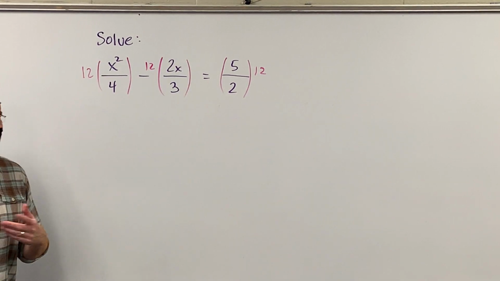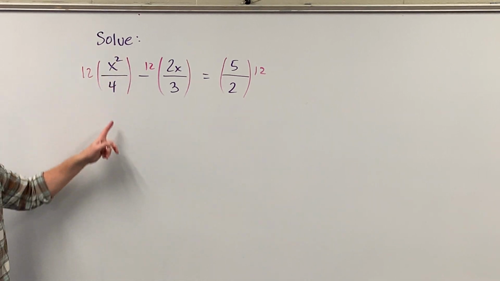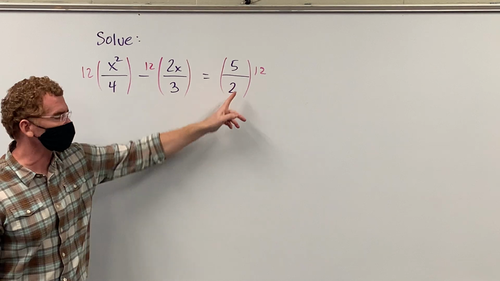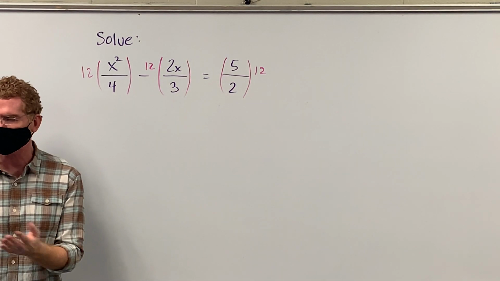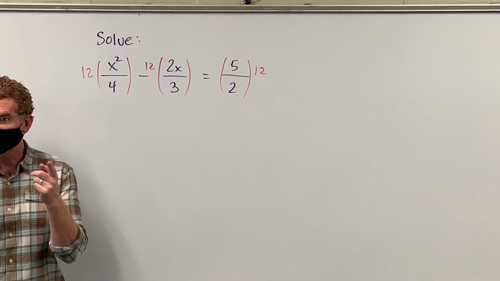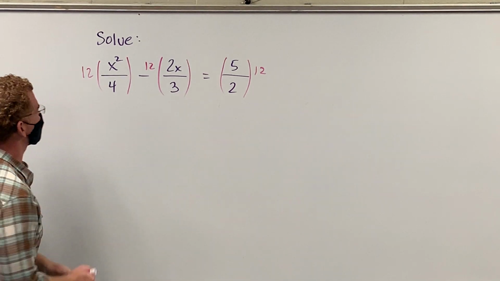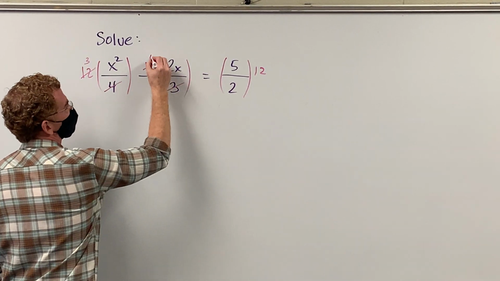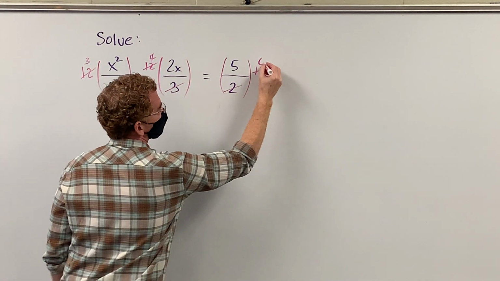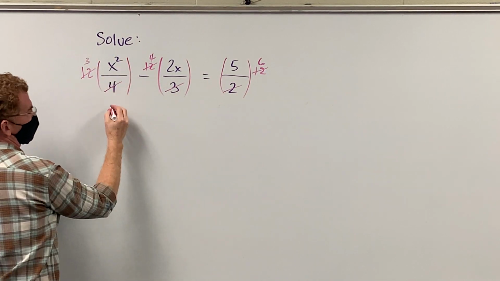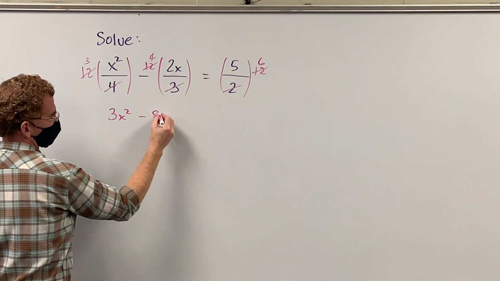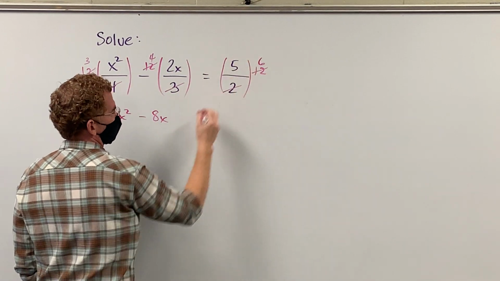And then remember, I see people all the time that write 12x squared over 4, minus 36x over 3, plus 60 over 2. Why did I multiply by 12? So you could cancel the fraction, right? So cancel that, and be careful about your canceling so you don't make a careless error. And that gives you 3x squared minus 4 times 2x is 8x equals 30.